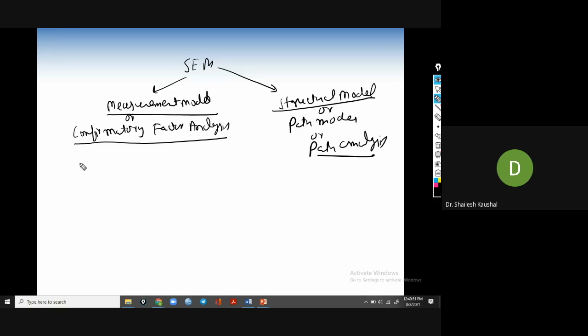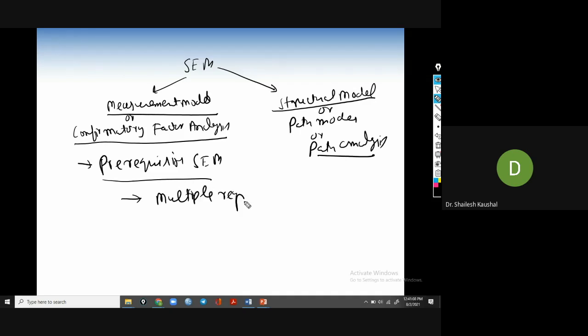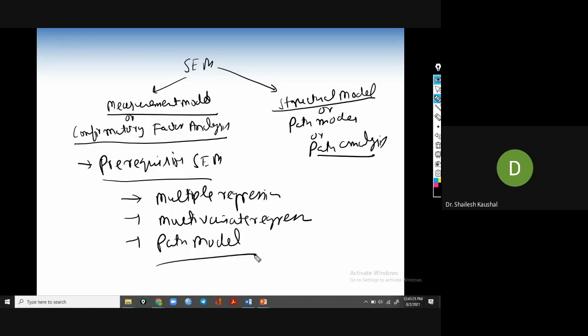So what are the prerequisites of SEM? One is the idea of multiple regression analysis. Second is multivariate regression, and third is the path model. Now we understand what multiple regression analysis, multivariate regression, and path model are.